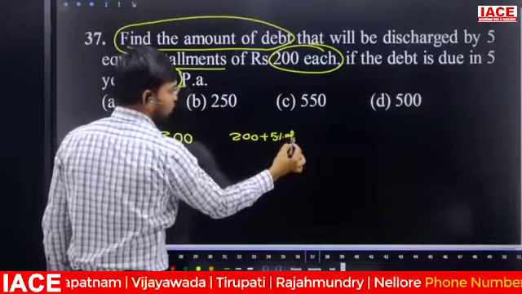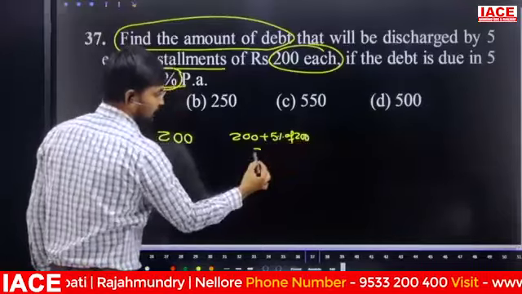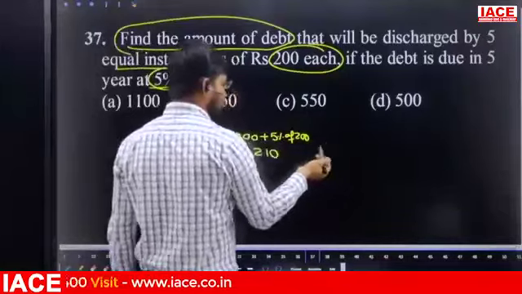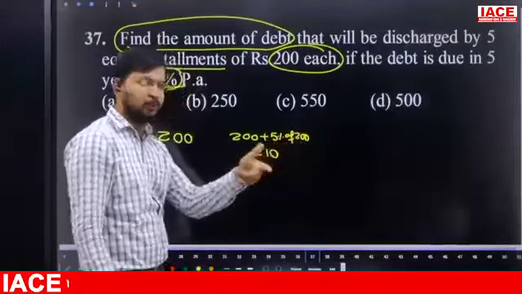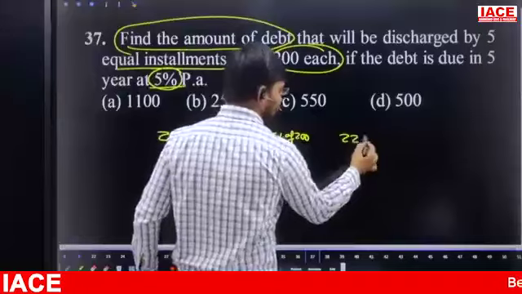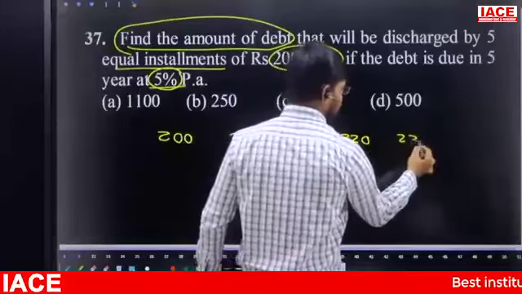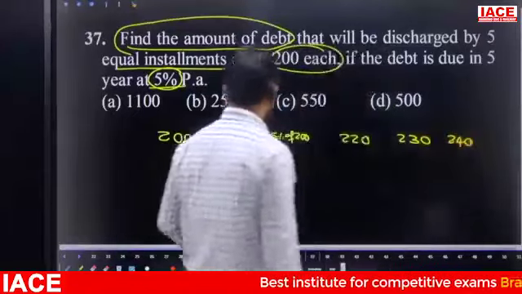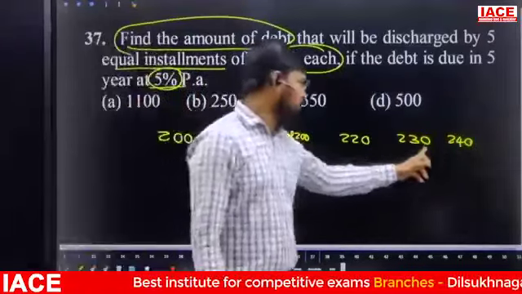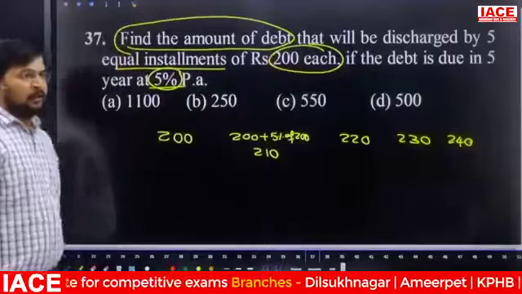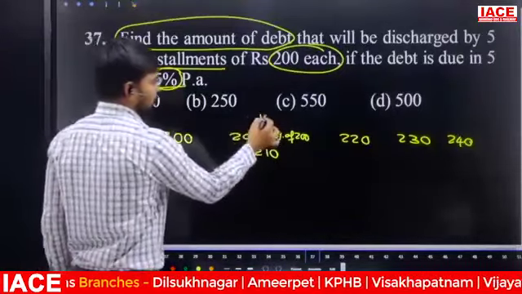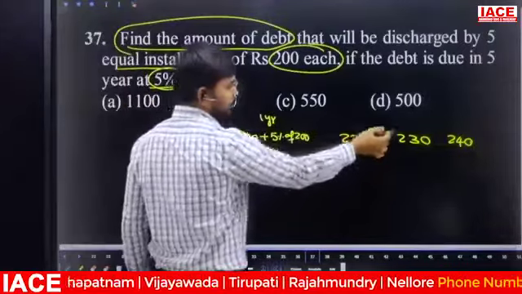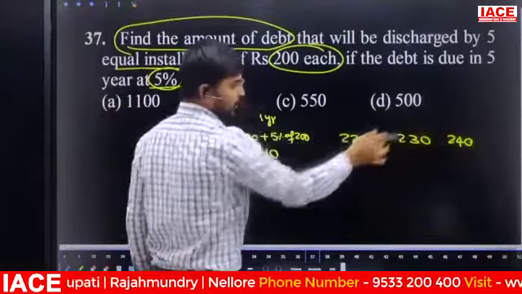So 5% on 200 is 10 rupees, and the second installment you have to pay 210. Next installment, 2 years interest. 1 year interest is 10 rupees, so 2 years interest is 20 rupees, and 220. Next payment, 3 years, 230. Next payment 240. So first year, second year, third year, fourth year, fifth year. Here you are paying 1 year interest, third year 2 years interest, fourth year 3 years interest, fifth year 4 years interest.